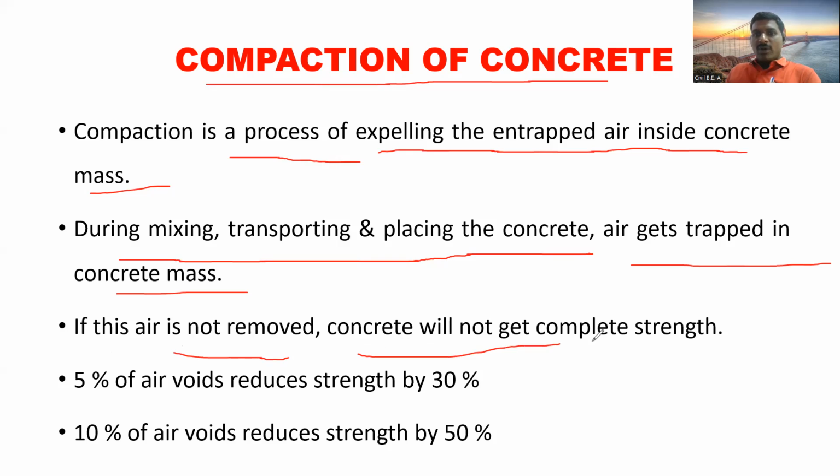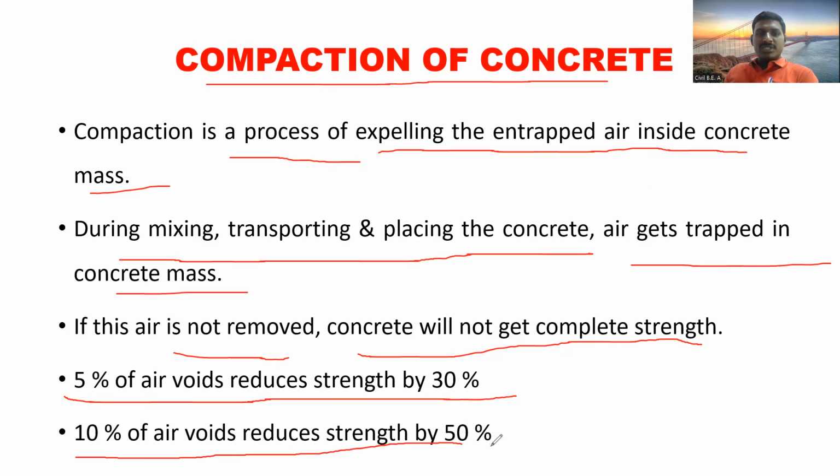If this air is not removed, the concrete will not get its complete strength. If air content is present in the concrete, the strength will decrease. So we have to remove it by vibrating or compacting the concrete, so that we will get the strength. 5% of air voids reduce the strength by 30%, and 10% of air voids reduce the strength by 50%.